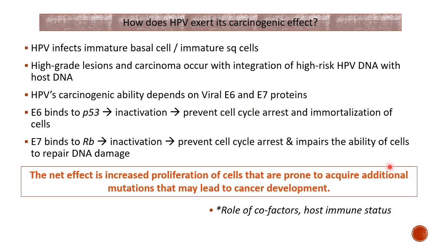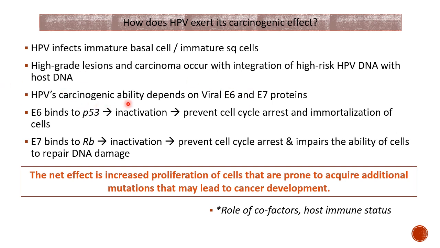So let's just recap that very quickly. How does HPV exert its carcinogenic effect? Essentially the pathogenesis of high-grade dysplasia and subsequent carcinoma. So number one, you need the HPV to infect the immature basal cell or immature squamous cells. And then you need the integration of high-risk HPV DNA with the host DNA.